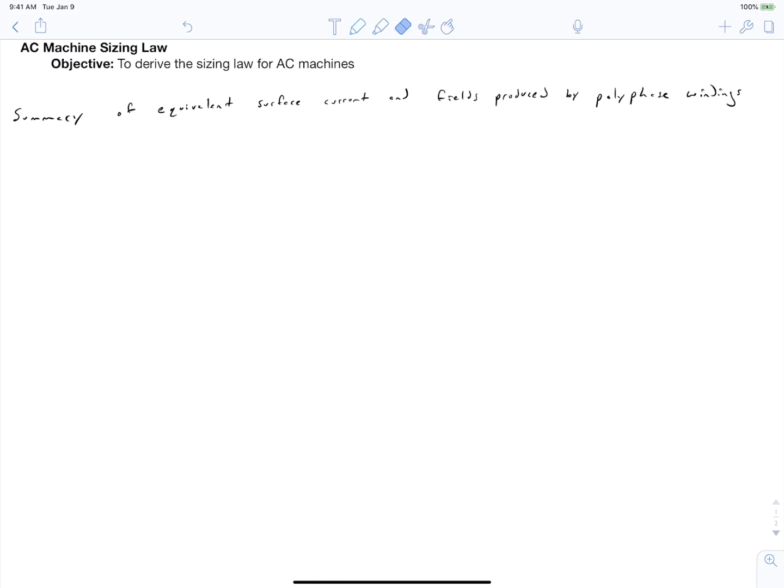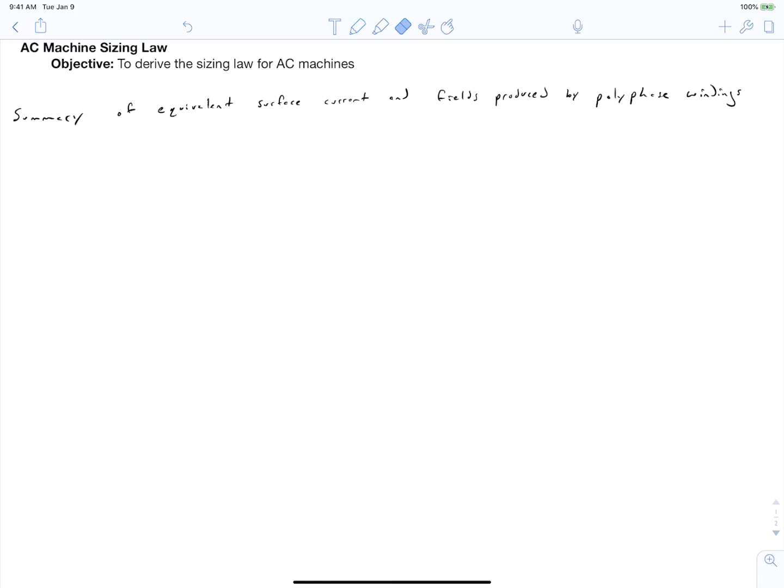The objective of this video is to derive the sizing law for AC machines. This video is going to be tying together our sequence of videos that have been developing equivalent surface current density on the inner bore of a stator, along with polyphase windings and a rotating equivalent surface current density, to make calculations for how much torque our machine produces.